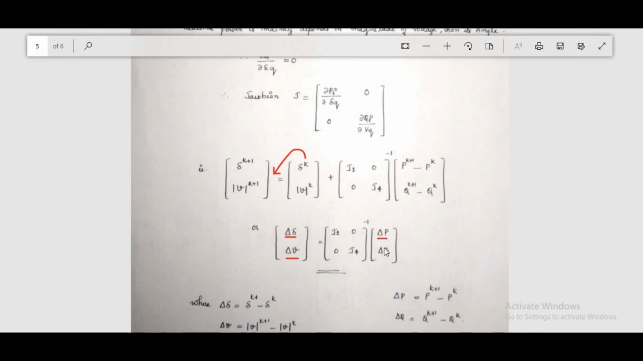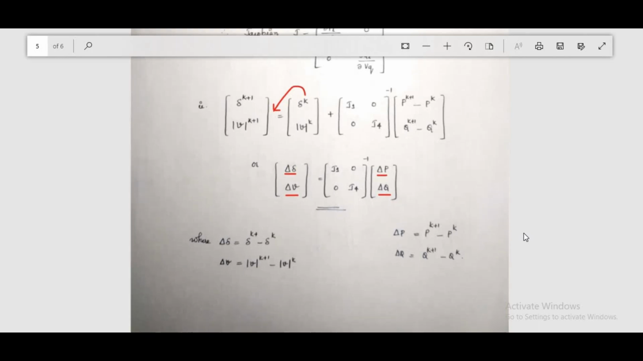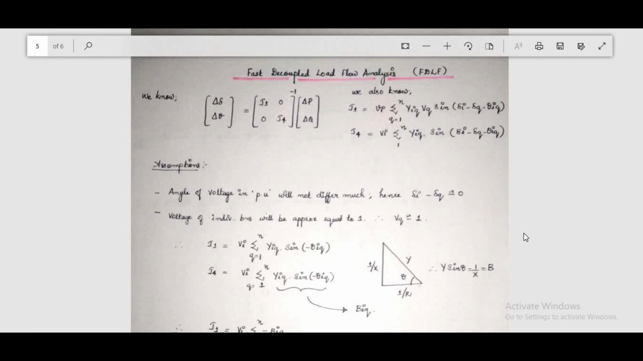Instead you can write this delta P and you can make it as delta Q. So this is the mathematical background in decoupled load flow method. Now we are moving on to the fast decoupled load flow analysis. It is again quite simple because the fast decoupled load flow method is derived from decoupled load flow method.